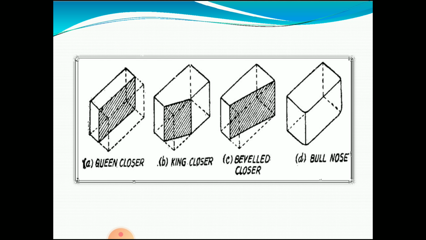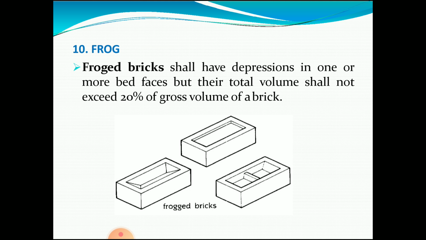These are some pictures of the queen closer, king closer, beveled closer and bullnose. If you look at each and every picture, you will understand the concept easily. Then the last concept is the frog, which we already learned in unit number 1, building materials. Frog bricks shall have depressions in one or more bed faces, but their total volume shall not exceed 20% of the gross volume of the brick. It is called a frog.